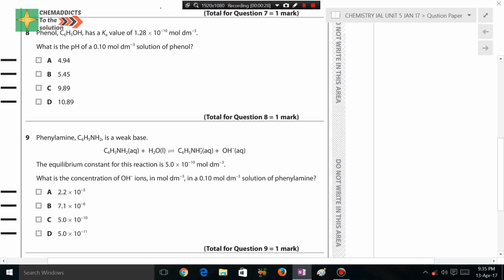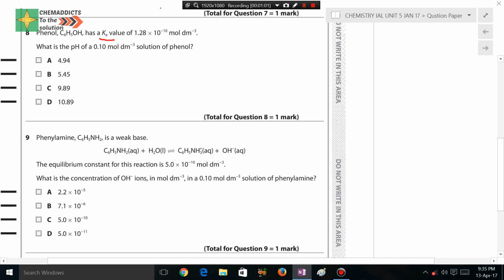So now, before solving this question, at first let us read the question. Phenol, C6H5OH, has a Ka value of 1.28 into 10 to the power minus 10 mole per dm cube. By the way, this is the acid constant. So what is the pH of 0.1 mole per dm cube of solution of phenol?